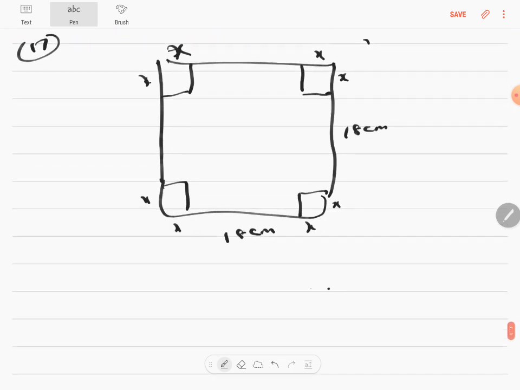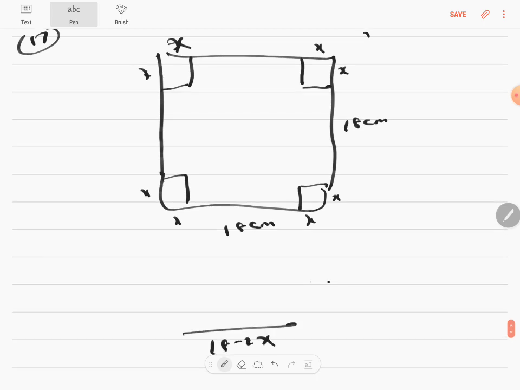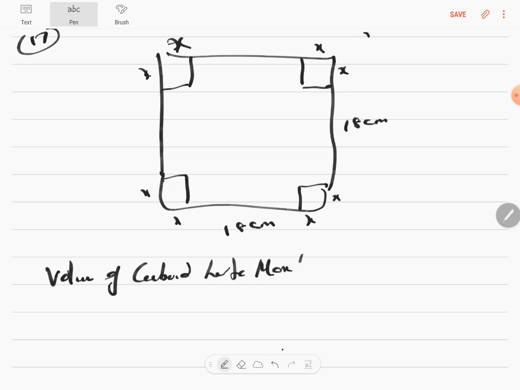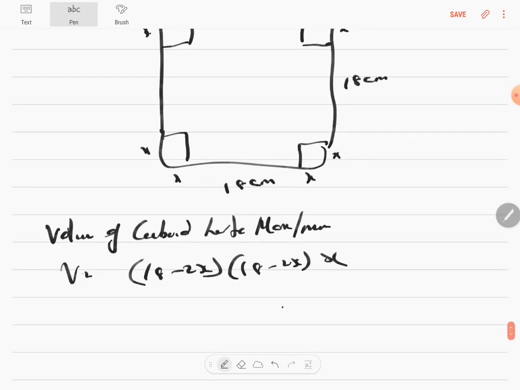Why? Because the length becomes 18 minus 2x, because you're cutting off an x and x. The breadth also becomes 18 minus 2x. But the height becomes x. Therefore, it becomes a cuboid. So the volume of the cuboid has to be maximum. You take the volume, L into B into H. What is L? 18 minus 2x. What is breadth? 18 minus 2x. What is height? x. This becomes your volume, and you have to differentiate this.